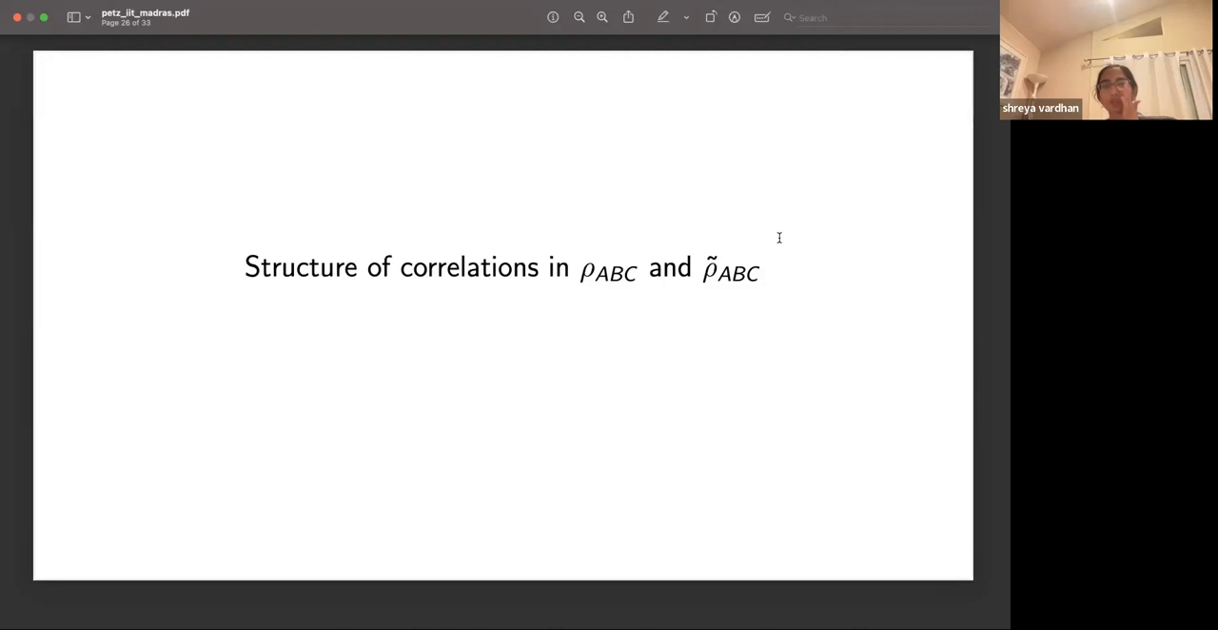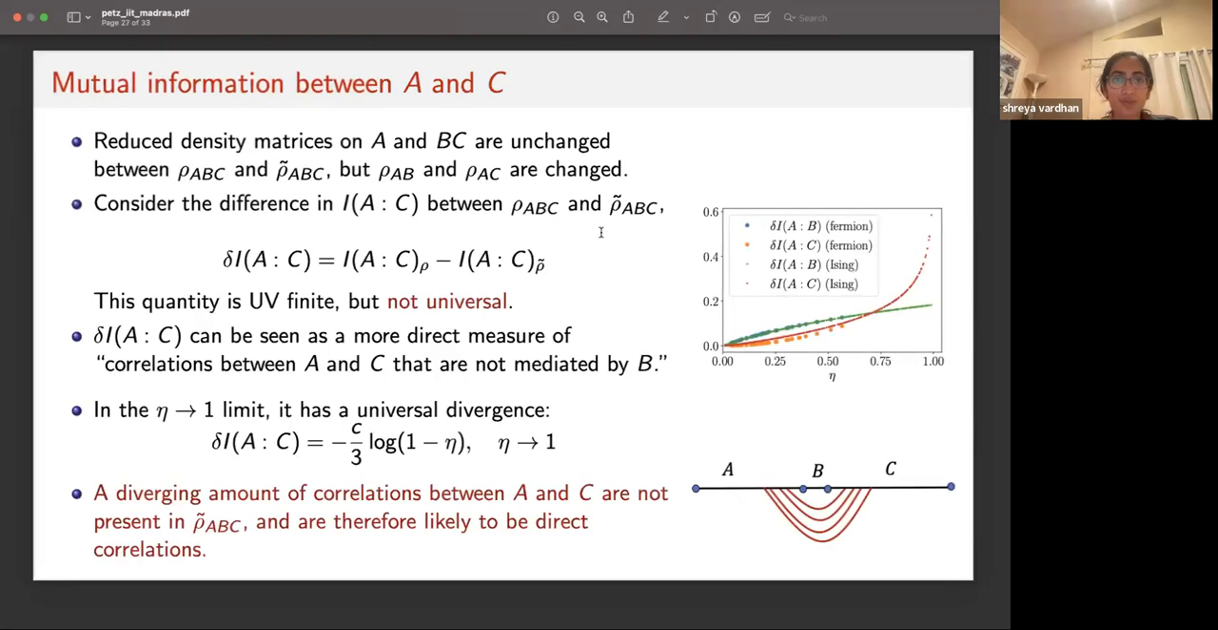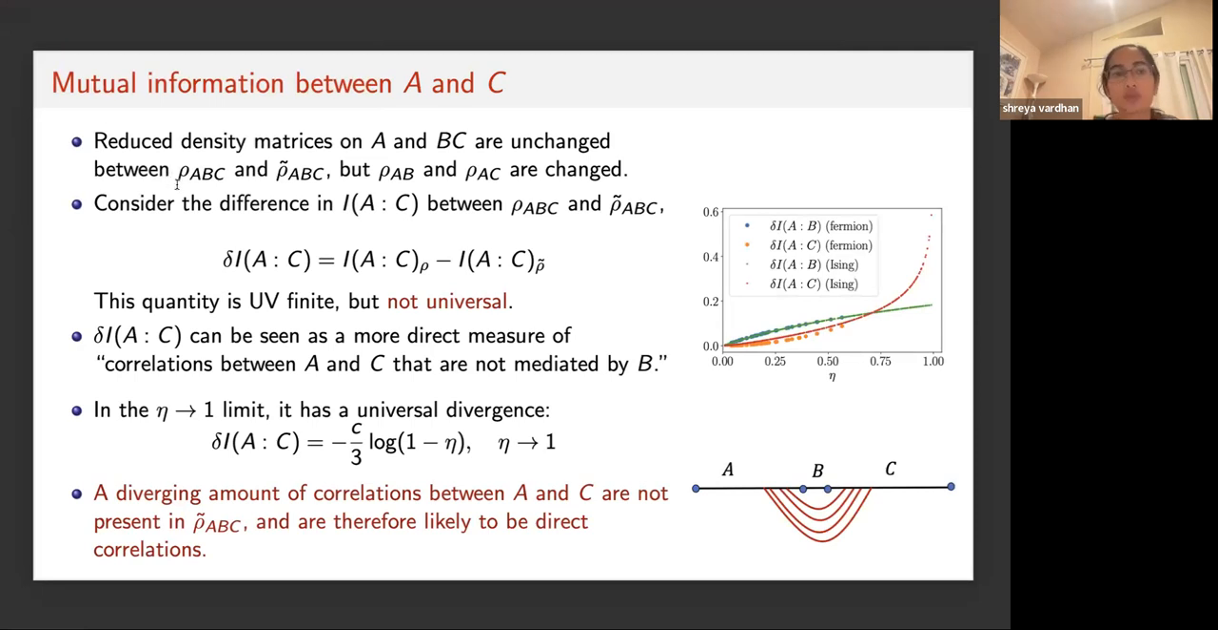I think in 5 minutes I should be able to cover some of the results here, which I think are interesting. So far we discussed that there's some quantitative difference between rho ABC and rho tilde ABC. But now we can try to understand which parts of the reduced density matrices are actually different between these two states.